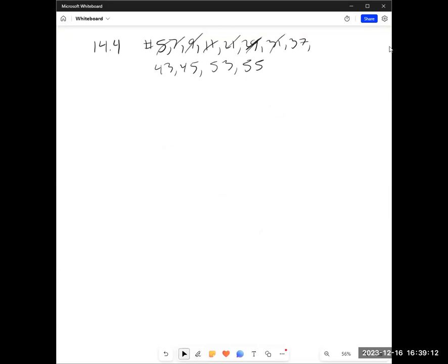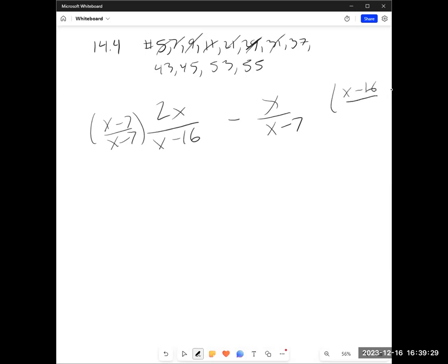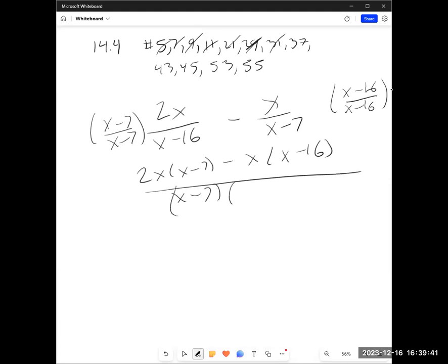Looking now at number 37, 2x over x minus 16 minus x over x minus 7. We have to multiply by x minus 7 over x minus 7 here, and x minus 16 over x minus 16 here. 2x times x minus 7 minus x times x minus 16, over x minus 7 times x minus 16. 2x times x is 2x squared.